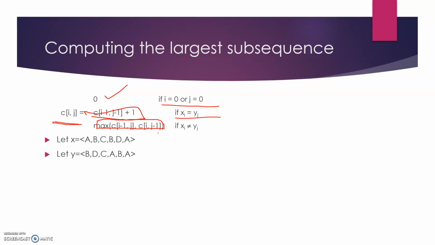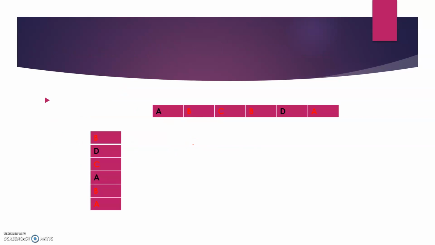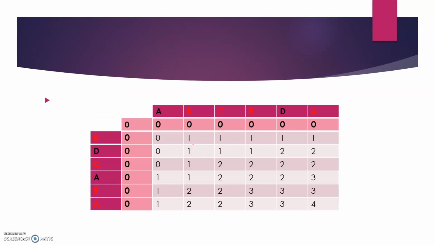So let's look into the problem by considering two strings where x is abcbda and y is bdcaba. So here we have two strings, ABCBDA and BDCABA. When we consider this, what we have to do is fill the first row, that is this one, and the first column, this one, with zeros.